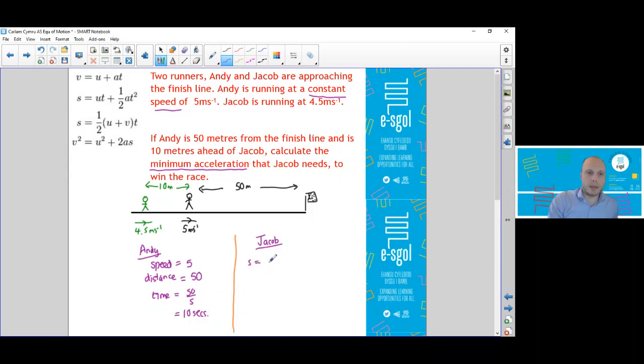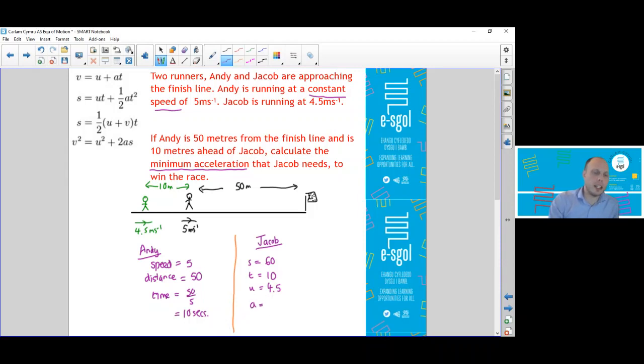So his displacement is 60 meters. He's got 10 seconds to get there, or Andy's going to win the race because Andy will be there in 10 seconds. And really, strictly speaking, he doesn't have 10 seconds because that would be a draw. So we're going to work on our boundary edge, and we'll just call it 10. And what we can do at the end is fix that with a little inequality when we are done. His initial speed is 4.5. And what we need to work out is his acceleration.